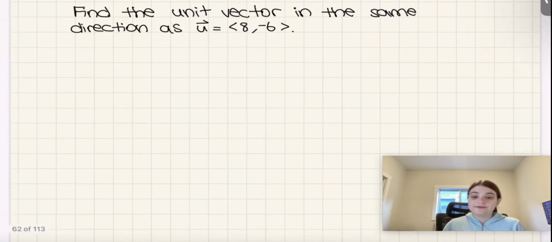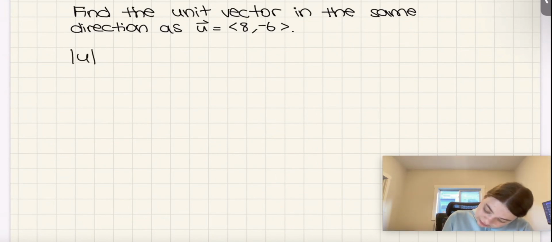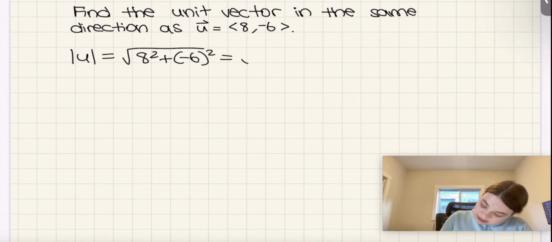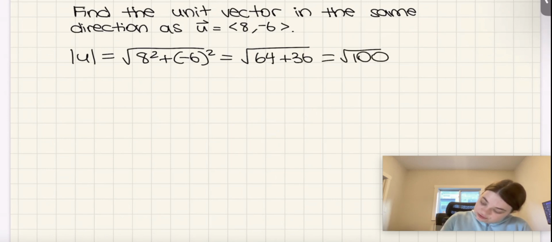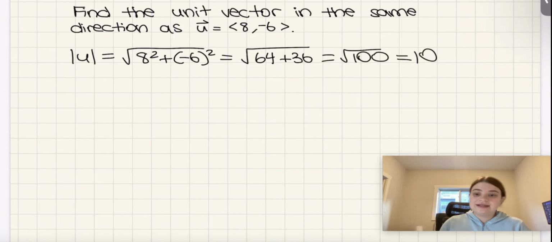So same thing here. The first thing I need to do is find the magnitude of vector u. So the magnitude of vector u is equal to the square root of 8 squared plus negative 6 squared, which is equal to the square root of 64 plus 36, which is equal to the square root of 100, which is equal to 10. So the magnitude here is 10.